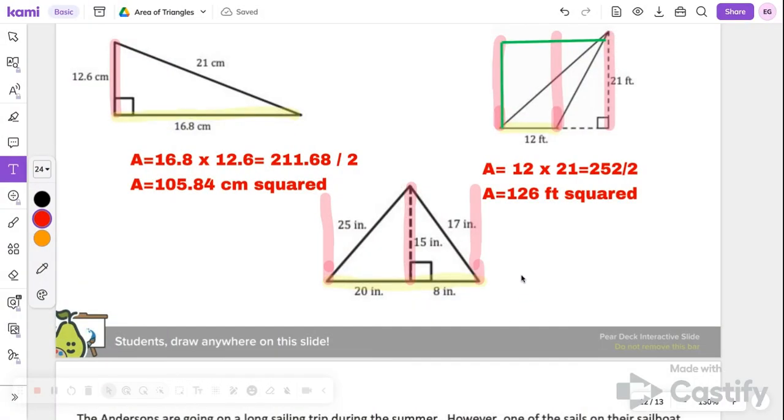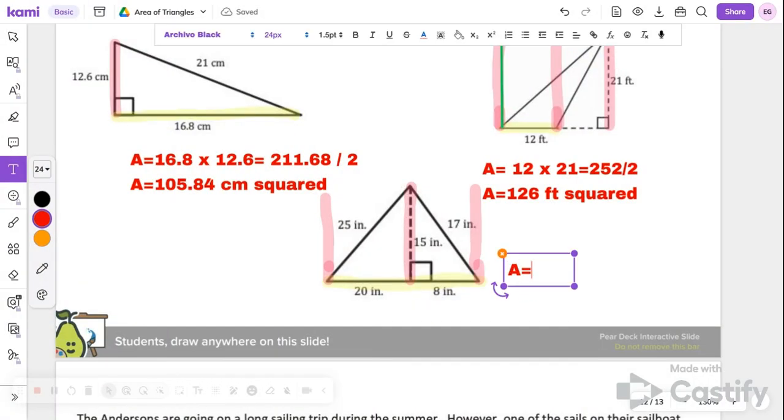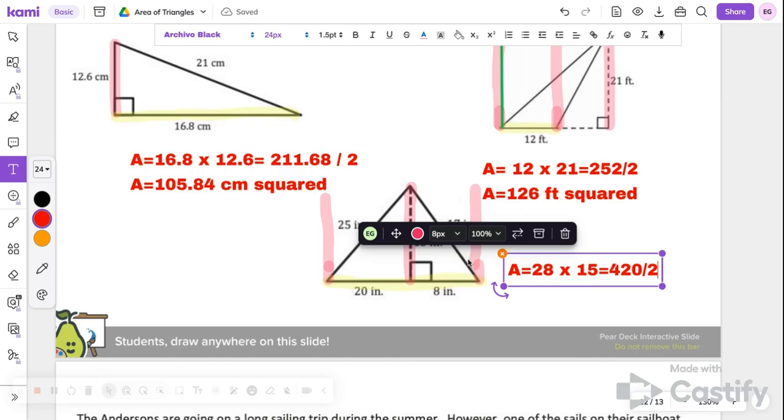So for my final area, I would say area is equal to, now I would have to take the 20 and the 8, add them together because that's my full base length, multiply it by 15 inches because 15 inches is my height line. The 25 inches and the 17 inches are part of the triangle, but they are not the height line. So 28 times 15 is 420. Now 420 would be the area if this was a full rectangle, but we have to cut it in half. So we're going to take the 420 divided by 2, and your final area equals 210 inches squared.